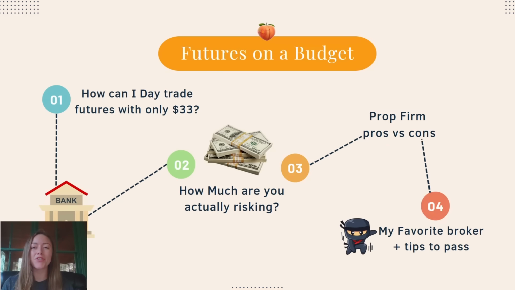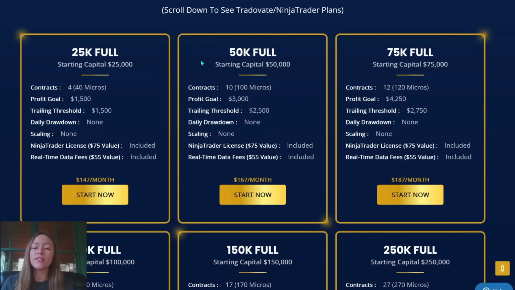So how much are you actually risking? Is it just $33 or is it more than that? Are there some little details hidden in fine print? So the cool thing is, let's say you go this route and you buy an account for $33, right? That is all you're risking. So you're not risking anything else.